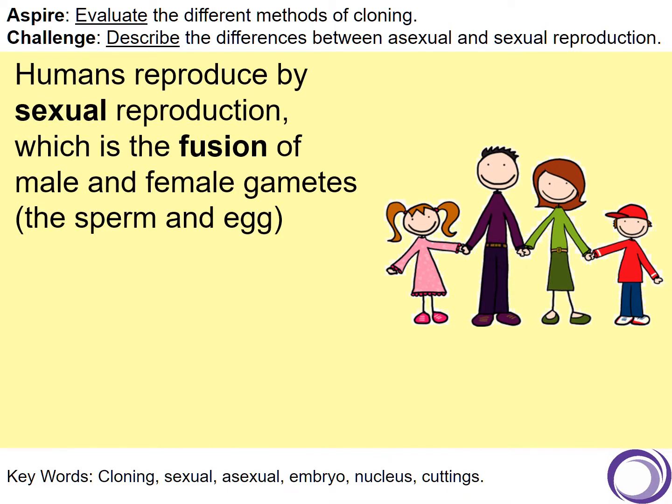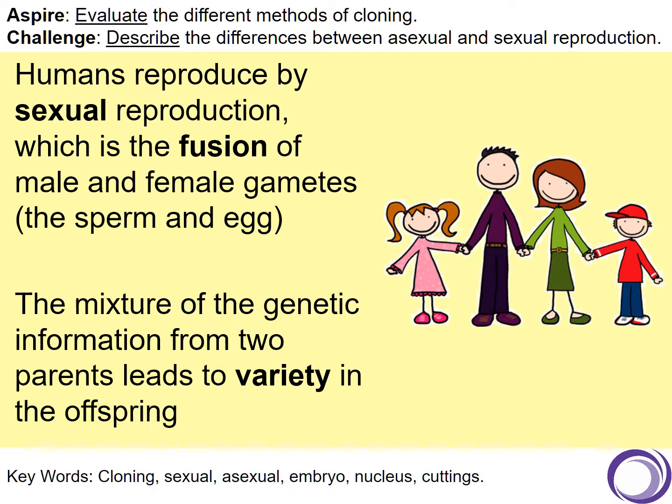Humans reproduce by sexual reproduction. This is the fusion of male and female gametes. And remember, gametes are just sperm and egg. The mixture of the genetic information from the two parents leads to variety in the offspring. If anybody's got any gaps in their knowledge about sexual reproduction, it's the first type of reproduction you need to know about. You can pause the video now and you can make a note of those key points.